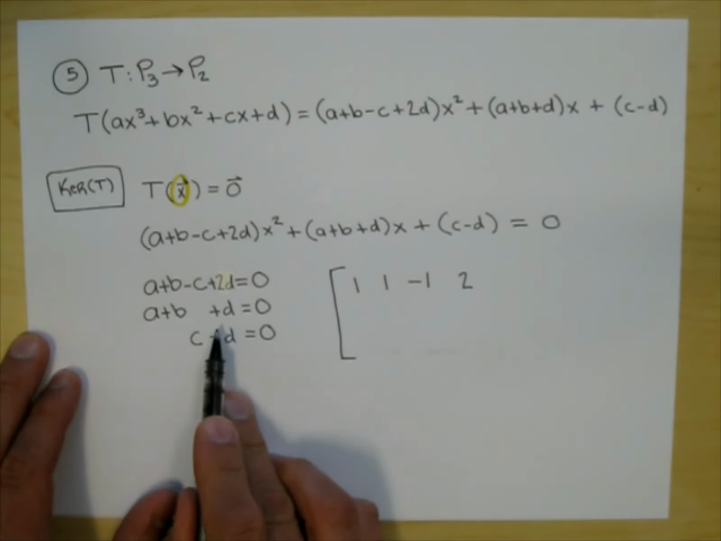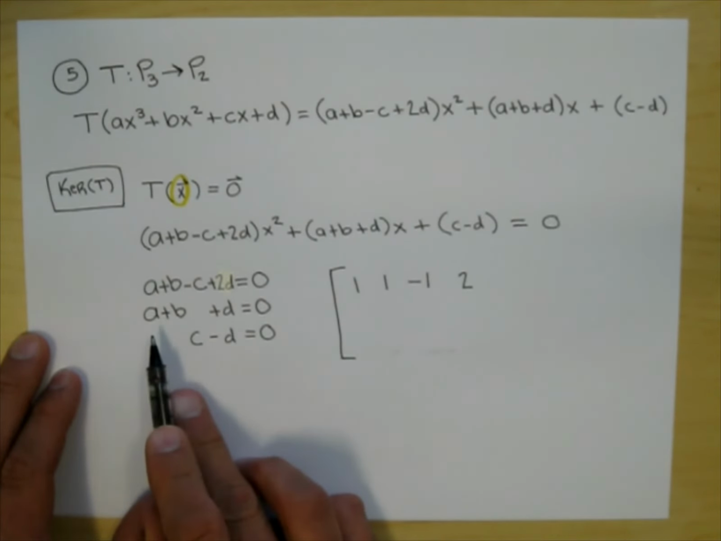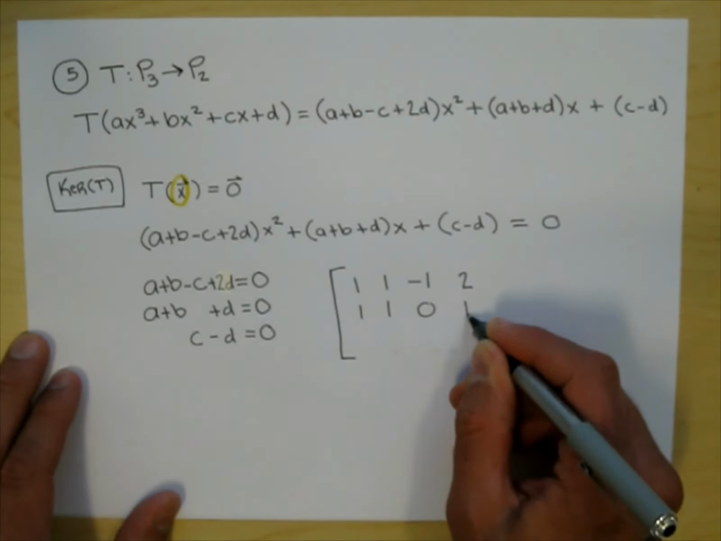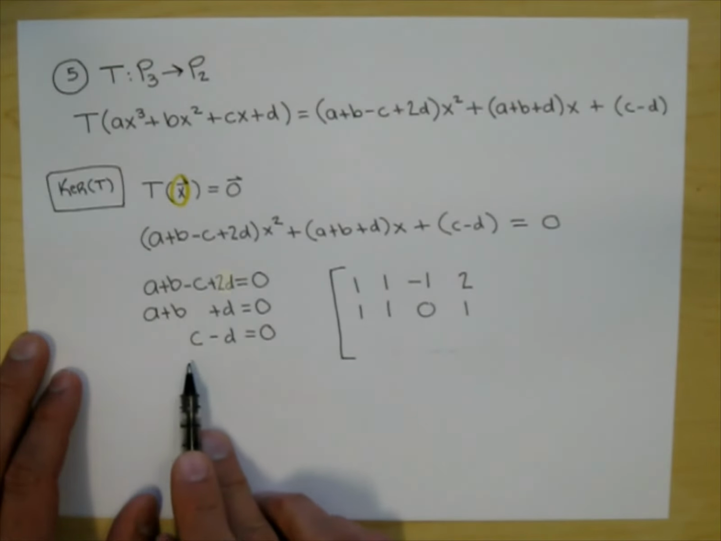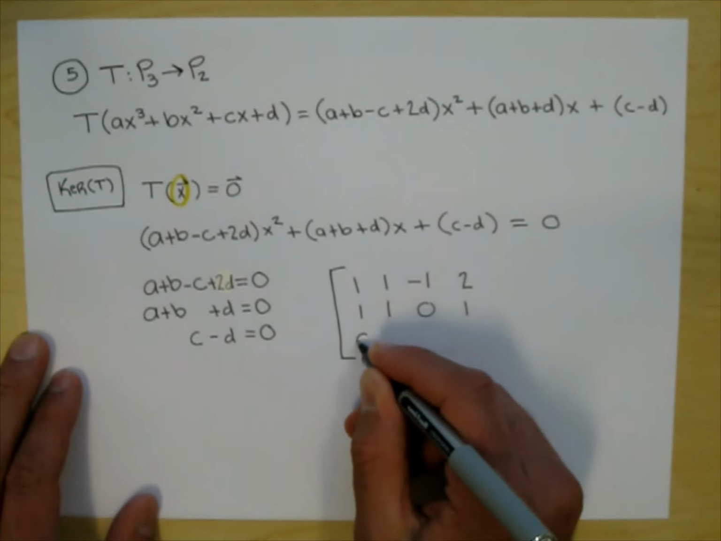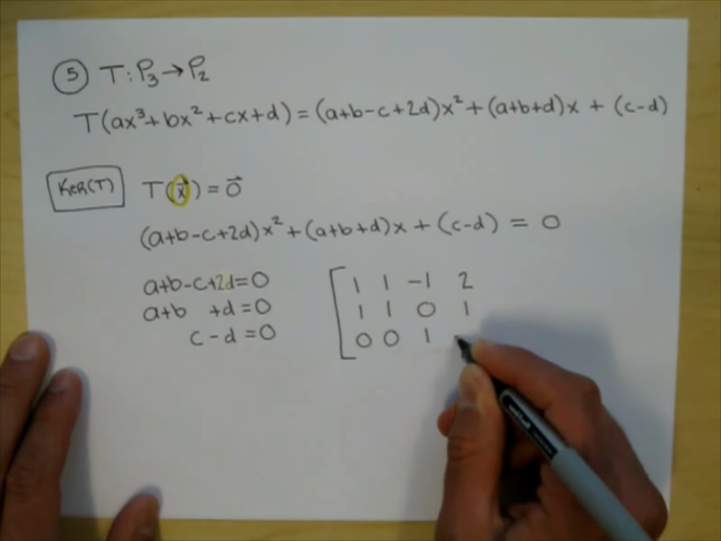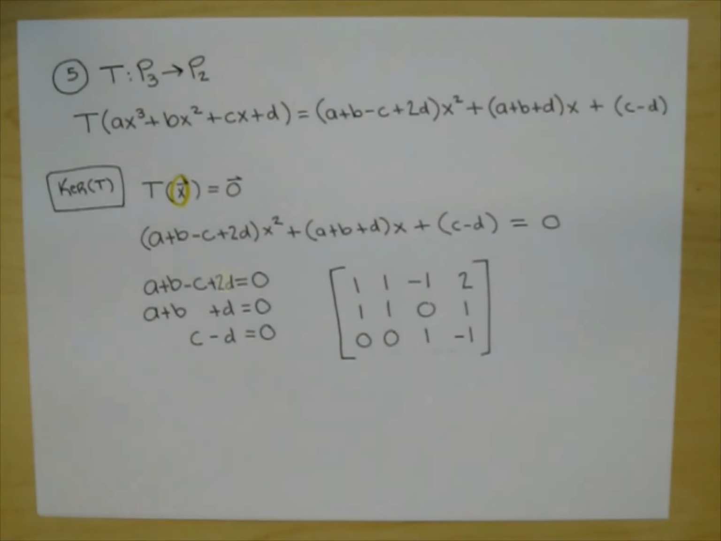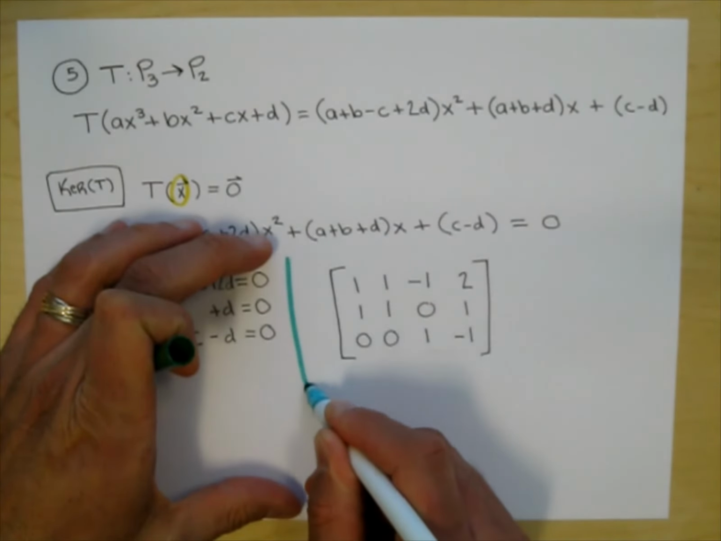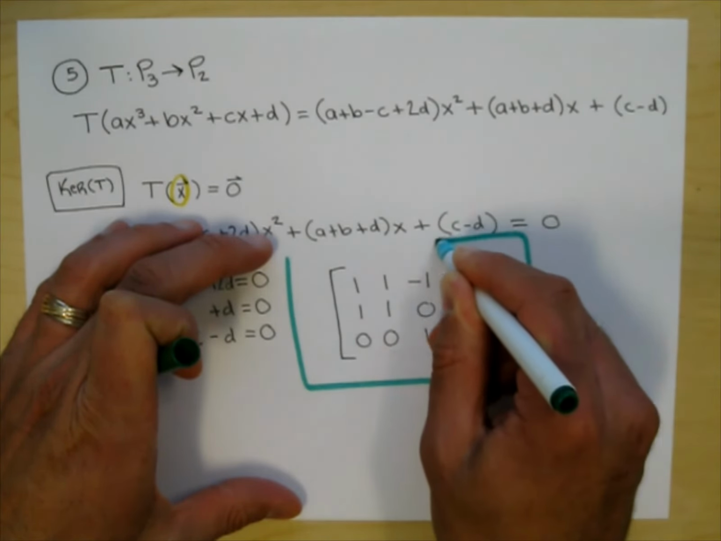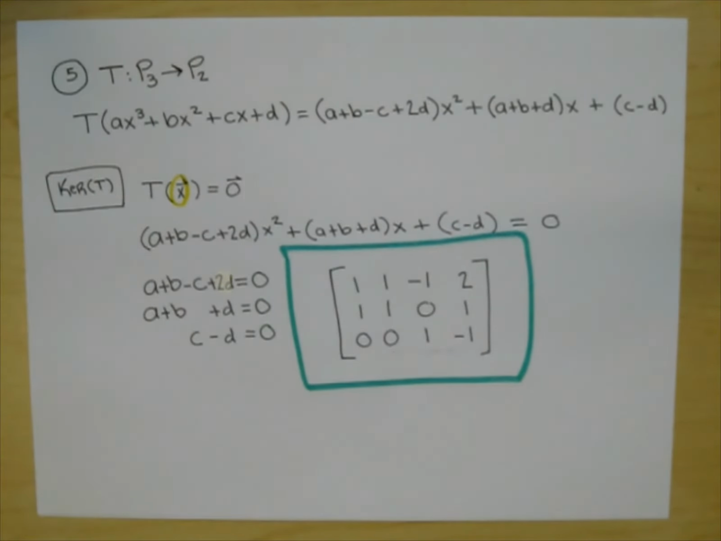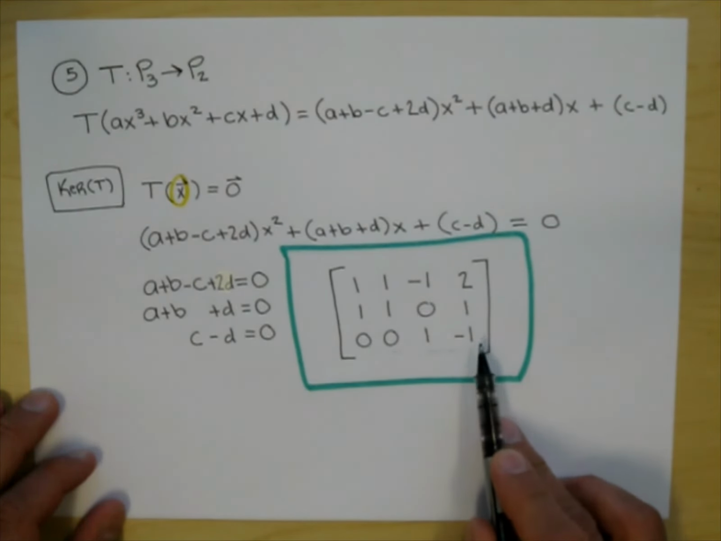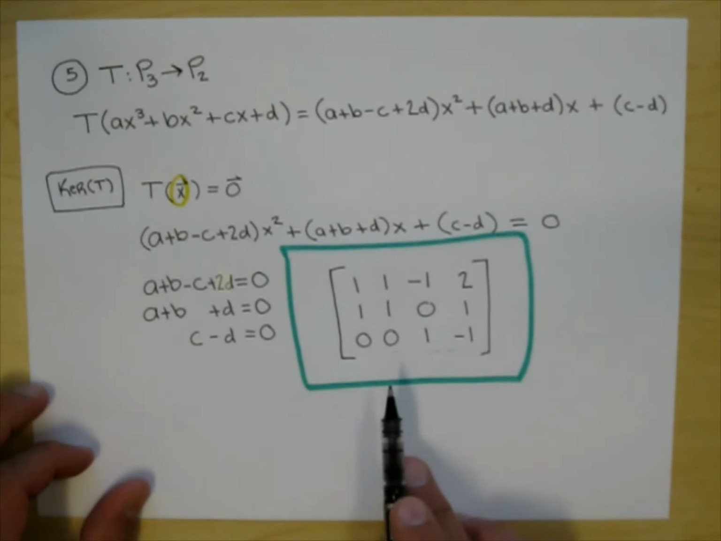And then over here on this equation, I'm just looking at the coefficients. I'm not putting the 0 there. I have 1, 1, 0, 1. And then for the last one, it's 0, 0, 1, negative 1. This is going to be very important. Now I'm trying to find the null space, so there's some zeros there, and I'm not going to put them there on purpose.